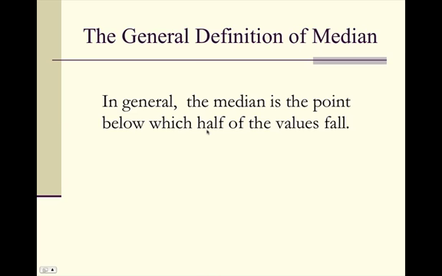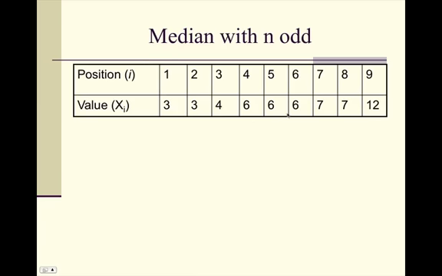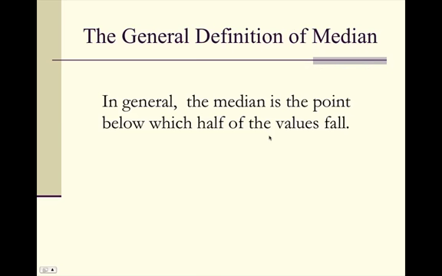The general definition of median is the point below which half the values fall. The below is an important thing. The mode is the most frequent value in the set. It occurs the most often. If we look at our data string, our mode is going to be 6 because it occurs most frequently, most often.